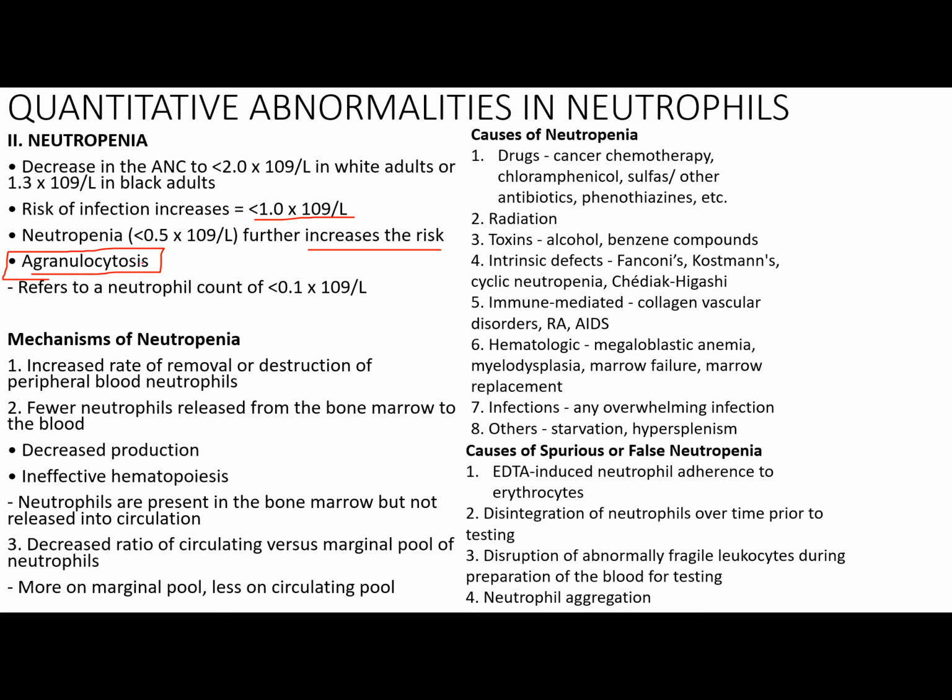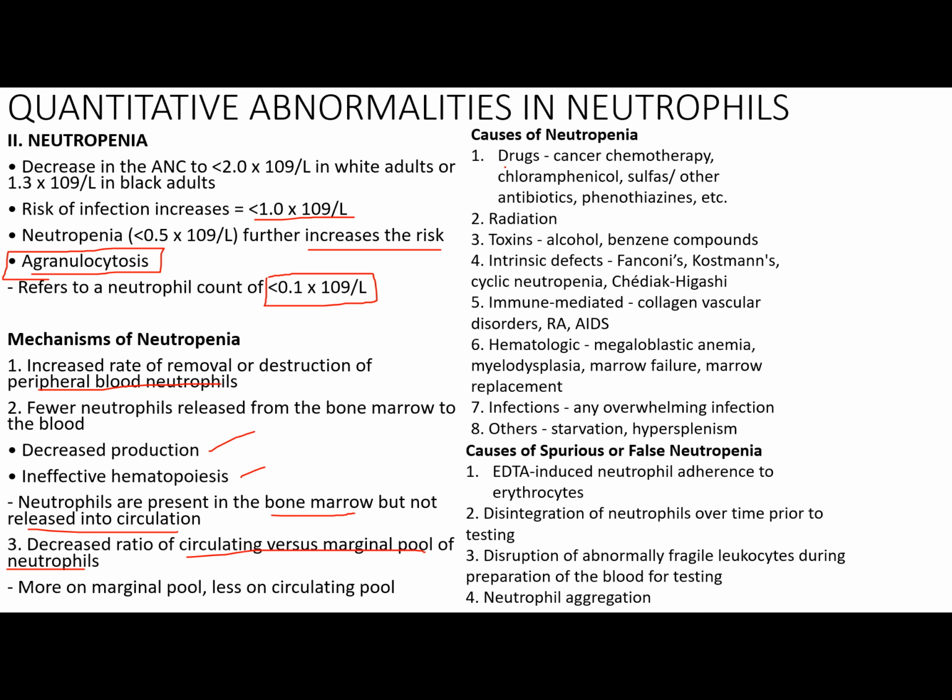Then we have agranulocytosis. This is the absence, class, of your granulocytes or neutrophils, characterized by a neutrophil count of less than 0.1 times 10 raised to the 9 per liter. So these are the mechanisms of neutropenia. Increased rate of removal or destruction of peripheral blood neutrophils; fewer neutrophils released from the bone marrow, usually caused by decreased production or ineffective hematopoiesis, where neutrophils are present in the bone marrow but not released into circulation; and a decreased ratio of circulating versus marginal pool of neutrophils, more on the marginal pool, less on the circulating pool.